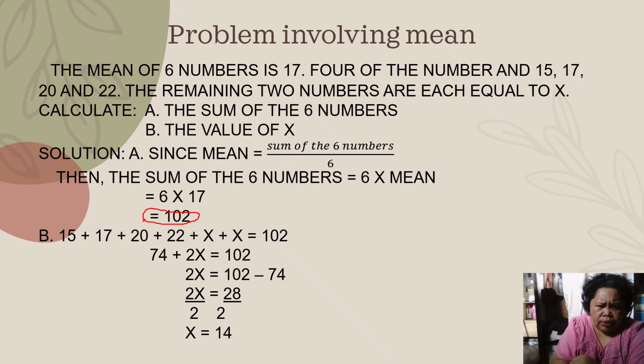Then 2x equals 102 minus 74, that's 28. Divided by 2, so cancel this out, so x is equal to 14.